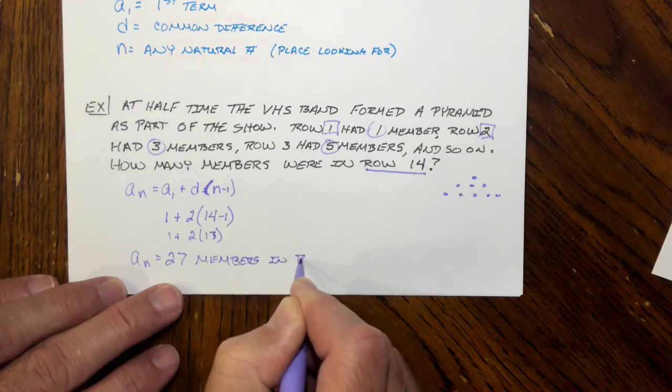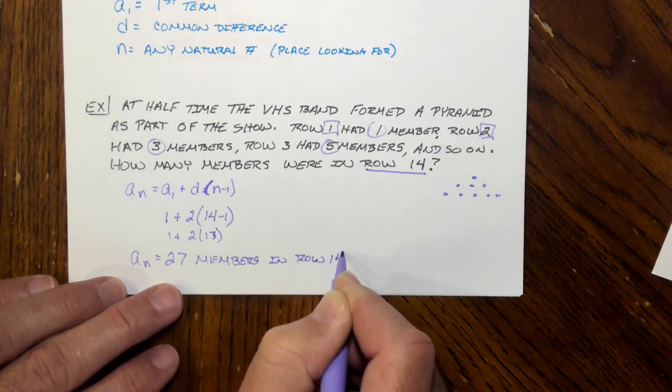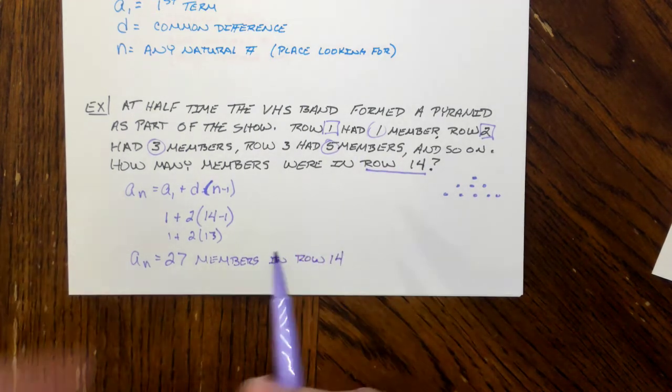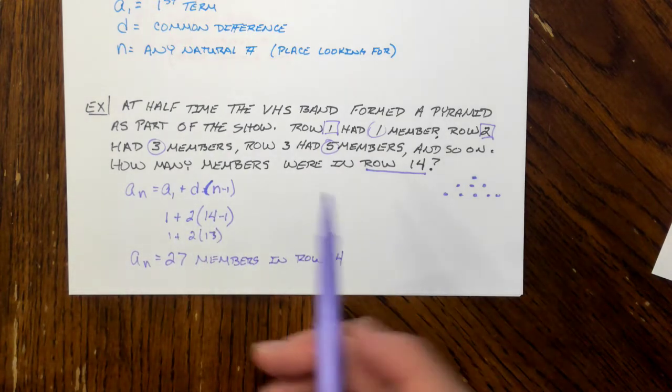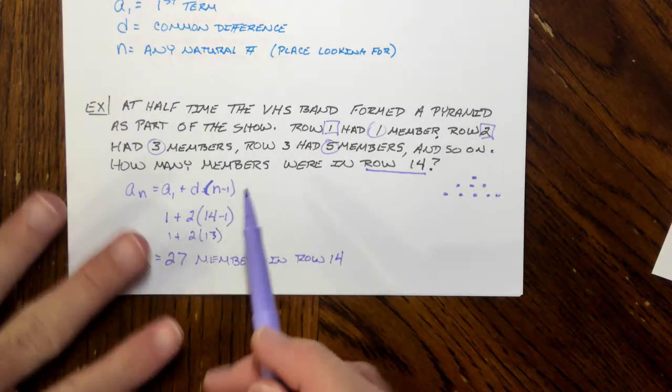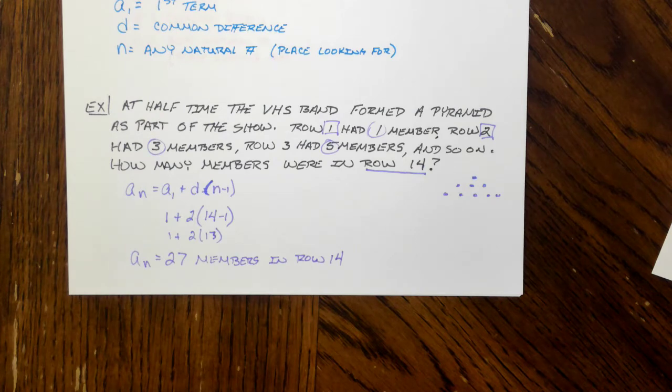In row 14. Found a pattern that existed. Now we can find anywhere through that. And again, knowing what we have, we can manipulate and find all sorts of different things with this.